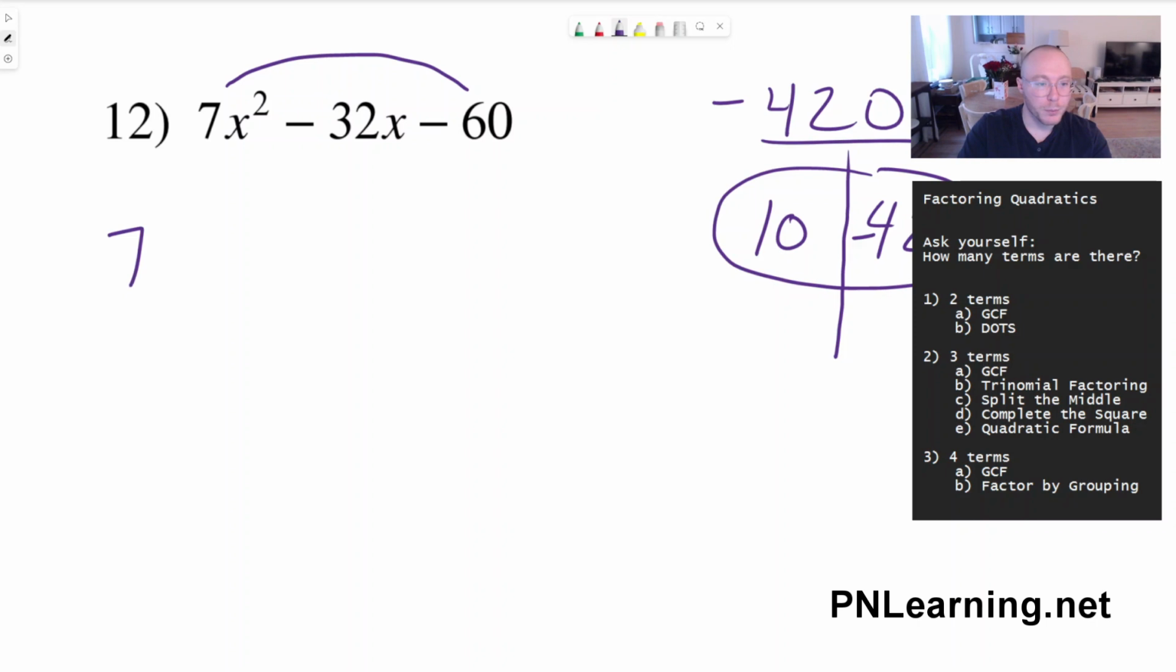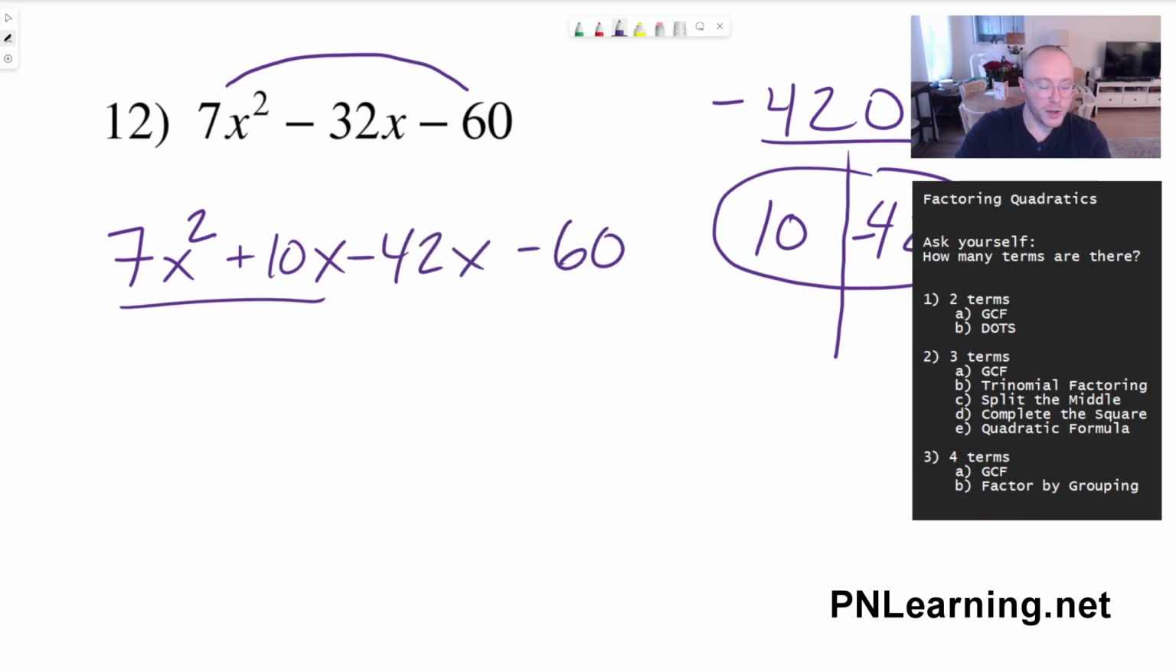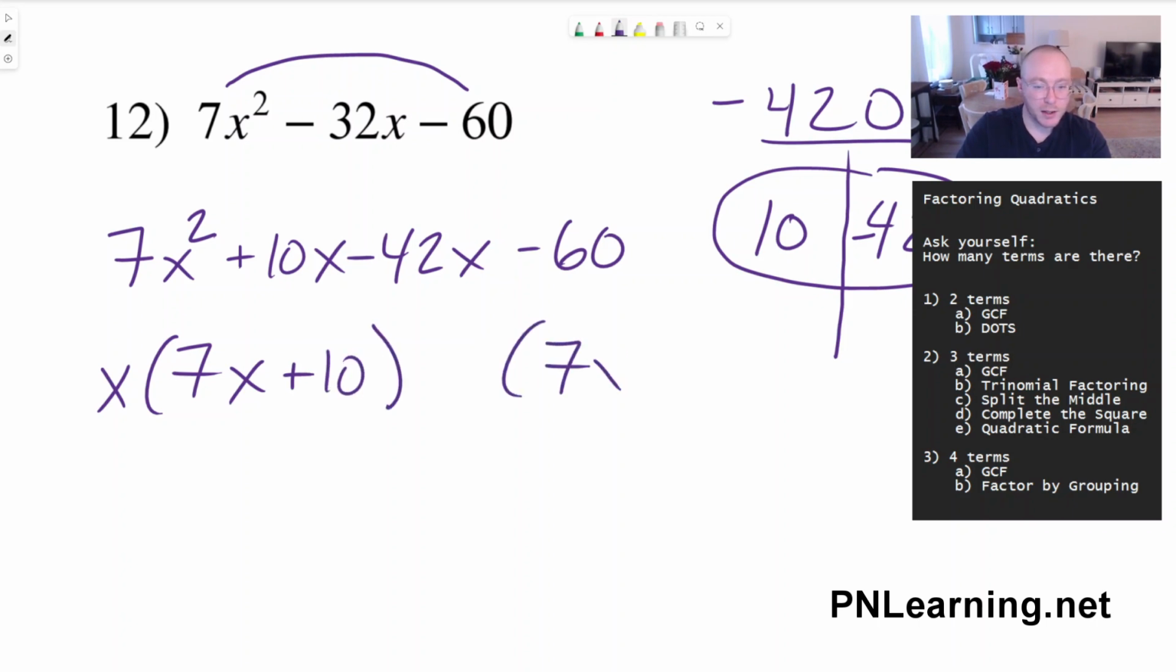Let's split the middle. We're going to have 7x squared, plus 10x minus 42x minus 60. First two terms here, they both have an x, so we'll take out an x, and we'll be left with 7x plus 10. And we want to get left with the same thing, right? 7x plus 10. What would we have to factor out? Well, negative 42, if we factor out a negative 6, would give us a positive 7. So let's take out a negative 6 and just make sure it works, right? Negative 42x and negative 60, that works.